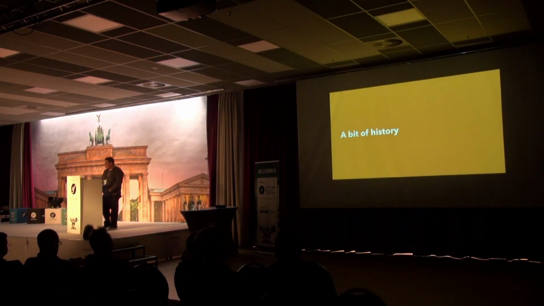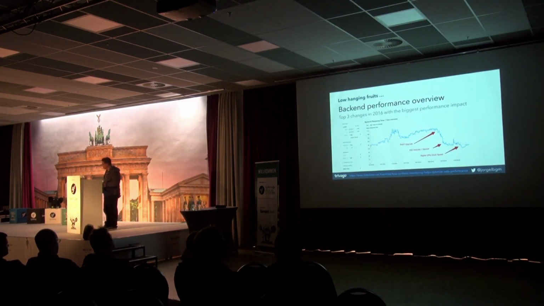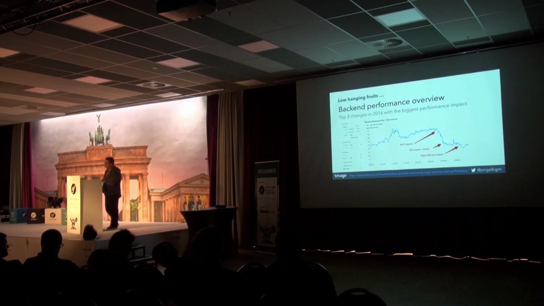If we do a bit of history, back in 2016, trivago managed to conquer all the low-hanging fruits for performance. This meant upgrading to PHP 7. We started to use ESI plus Varnish, so it's something that we have in common with the keynote this morning. And we started to use highest CPU servers with a better CPU, which actually for PHP is really, really good.